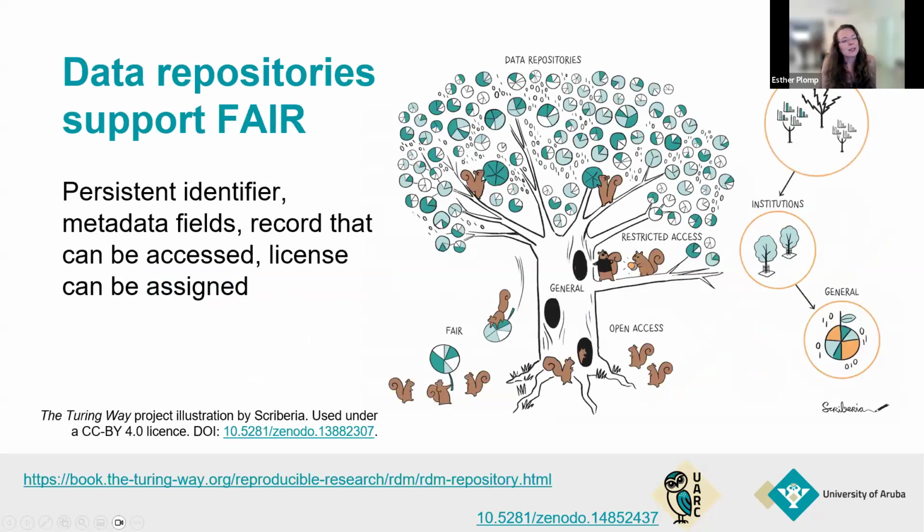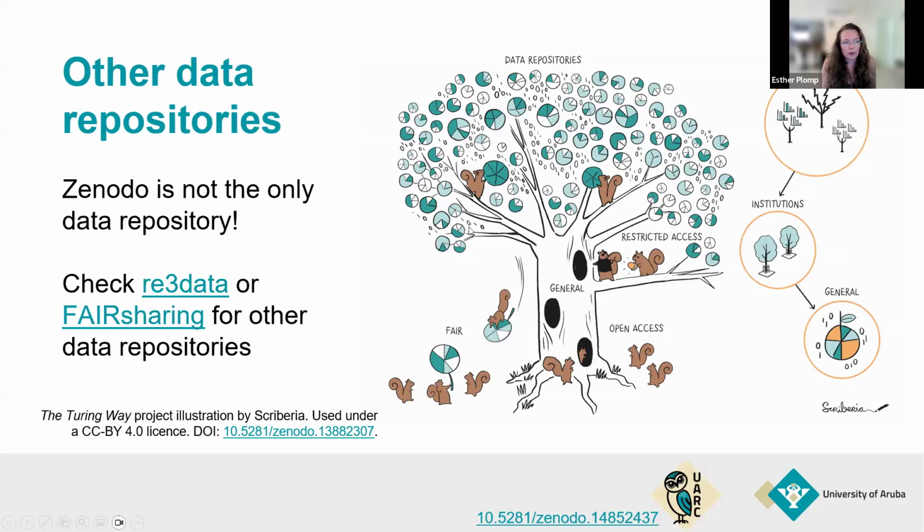So that's licenses. And data repositories support with choosing these licenses and support with making data FAIR because they generally assign these persistent identifiers. They have metadata fields, some of them required. So you actually need to provide some information about the data before you share it. They provide a record or a landing page that people can actually access in order to get access to the research outputs. So they really support making all of these research outputs FAIR. So data repositories are great.